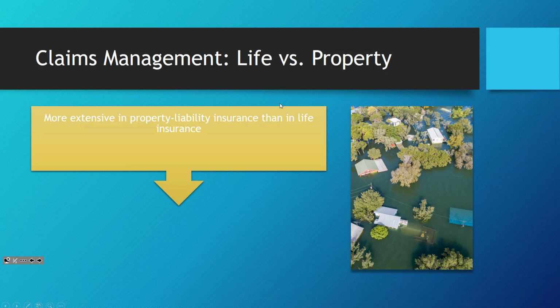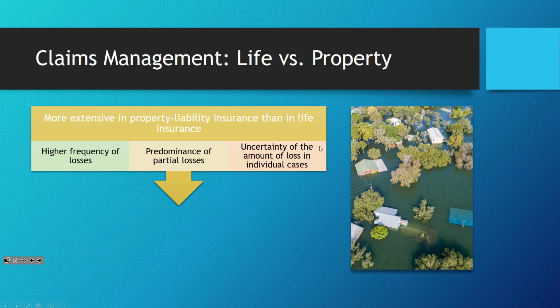Claims is more extensive in property insurance because, in part, there's a higher frequency of losses. Insureds only die once, but you might have multiple losses related to a home. Also, a predominance of partial losses. As I mentioned, in life insurance, when the insured dies, the face amount of the policy is paid. But in property insurance, the insurer promises to replace or repair property. So how much it costs to either replace or repair must be determined. Similarly, there might be uncertainty of the amount of loss in individual cases.